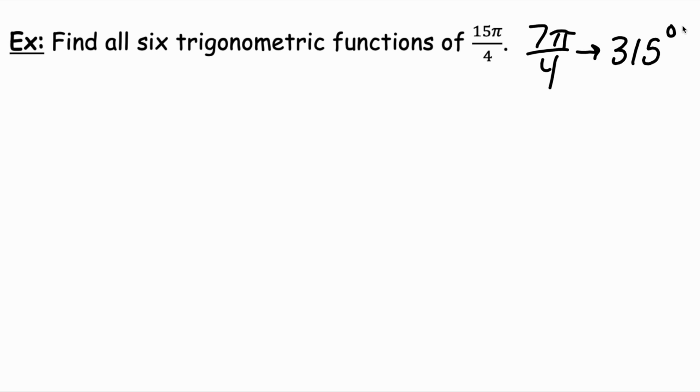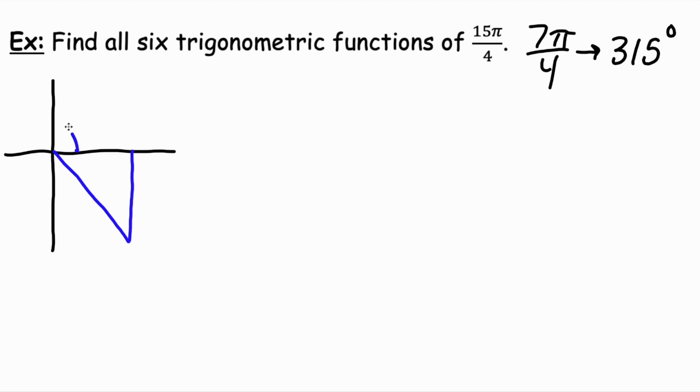Okay, so 315 degrees may help us a lot when we're trying to determine where our angle is. So 315 degrees is down here, like that. So that's starting here, ending there. And again, the important thing is how far we have to go to get back to 360. So that's 45 for my reference angle.